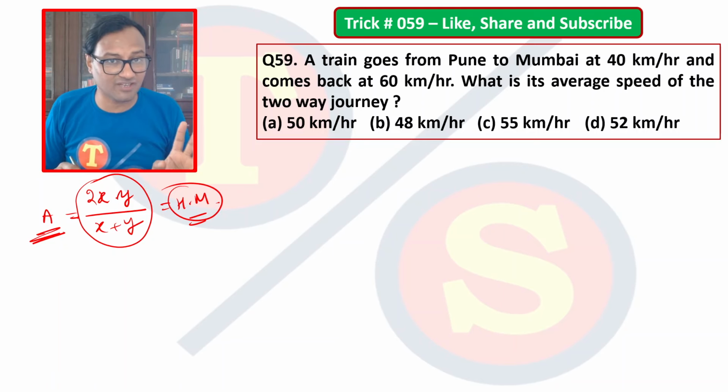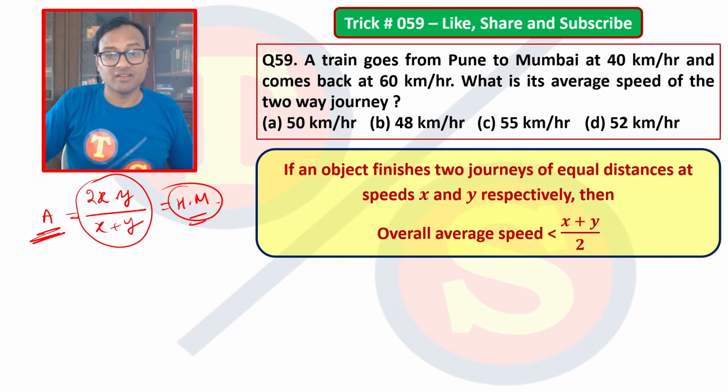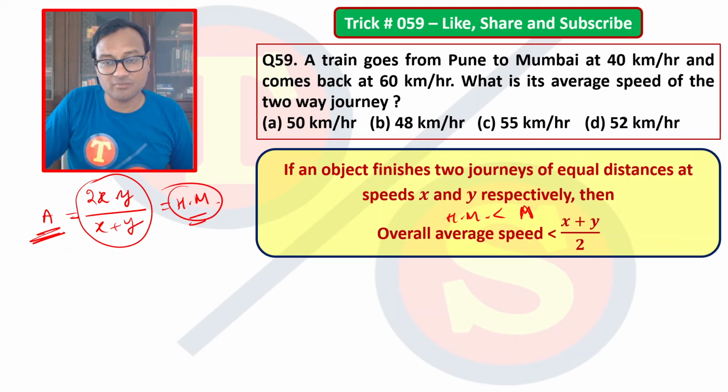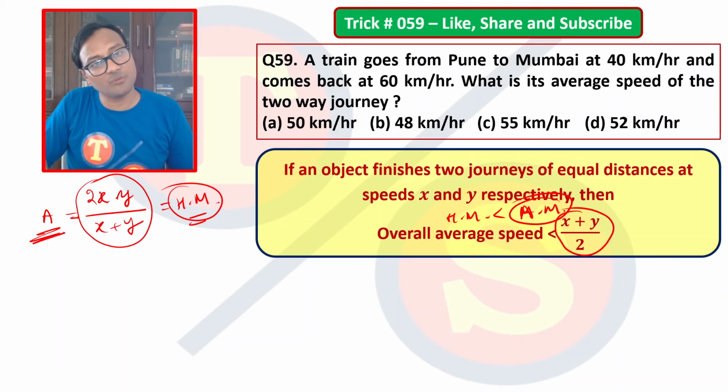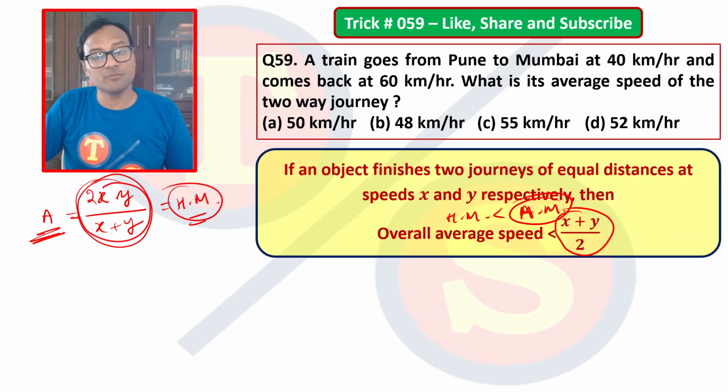But do you want to save time? Do you want to use the answer options? Then note down this technique, right? The technique is that harmonic mean is always less than the arithmetic mean. So the arithmetic mean of the two numbers will be x plus y upon 2, and the harmonic mean is their average speed. Harmonic mean is always less than the arithmetic mean.